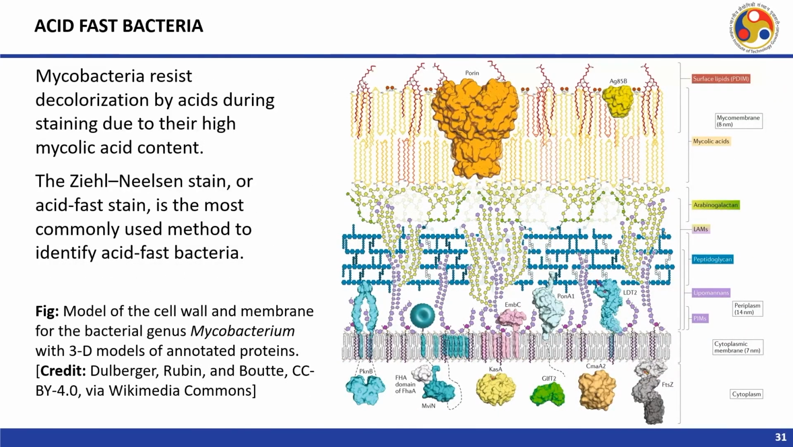Mycobacteria resist decolorization by acids during staining due to their high mycolic acid content. The Ziehl-Neelsen stain, or acid fast stain, is the most commonly used method to identify acid fast bacteria.